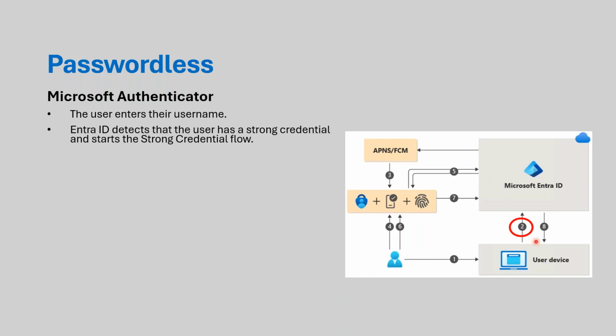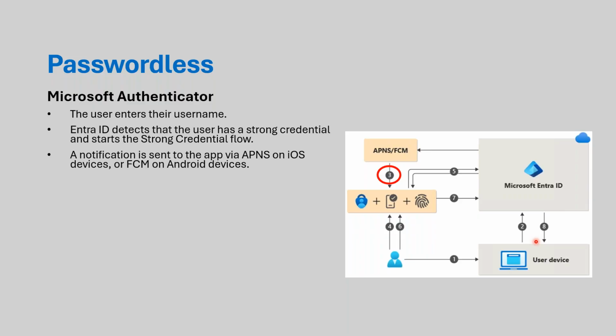So when I pass the credentials up to Entra, Entra goes, oh, I recognize this as strong credential. So instead of just prompting for password, I'm going to go down the strong credential flow. So what happens is it now sends me a notification to my device. That's step 3 here, as you can see. I need to receive it and open it.